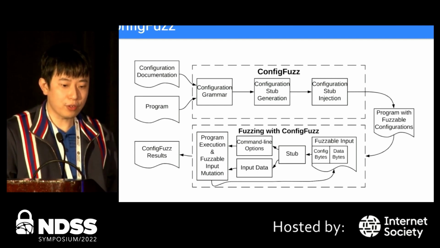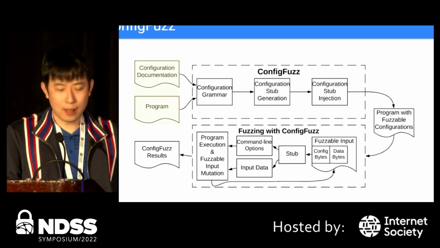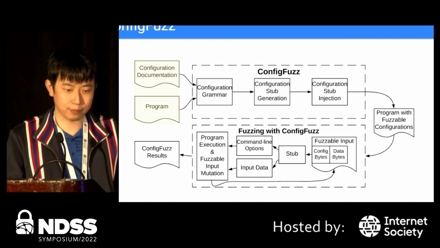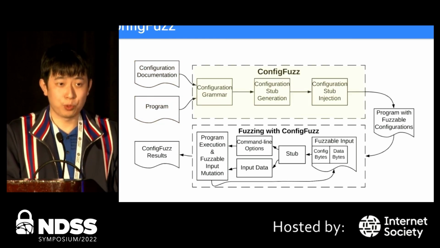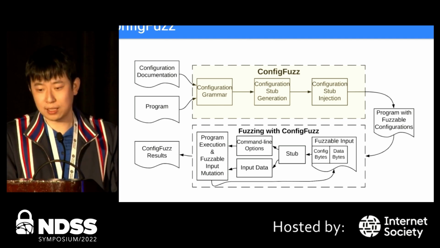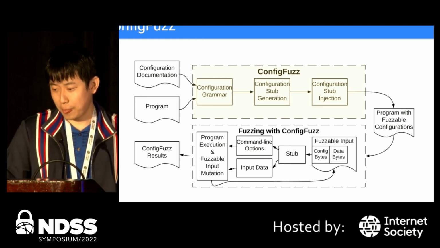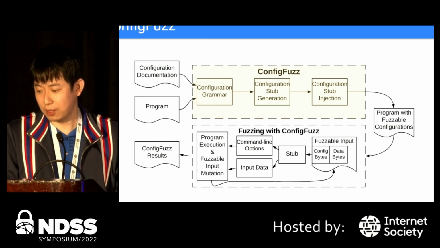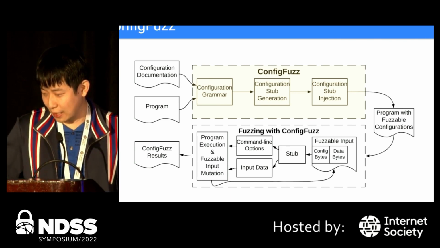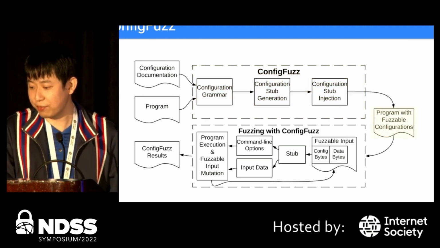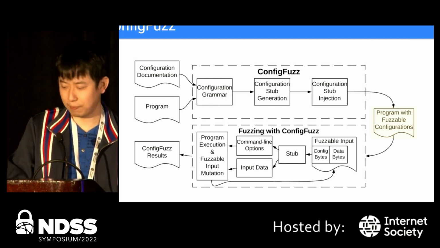This is the overview of the workflow of ConfigFuzz. Firstly, it takes two inputs, a program and its configuration documentation. With these two inputs, we manually construct a configuration grammar, which specifies how we encode the configurations into the program input. The encoding happens in a configuration stub, which is injected at the beginning of a program's main function. By doing this, ConfigFuzz transforms the program into one with fuzzable input.